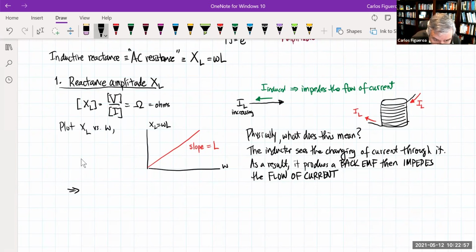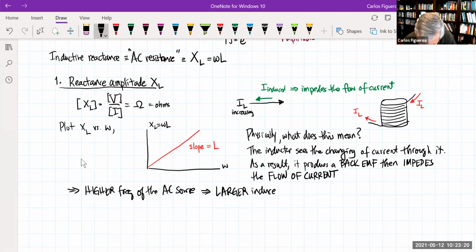And so here's the crazy thing. What this implies is that if I have a higher frequency of the AC source, then I'm going to get a larger induced current, which then does what? It acts like a resistor. And pretty soon, if I change that high enough, you can get this thing to act like an open. So if I have a larger induced current, it acts like a resistor. At times, it will be an open.